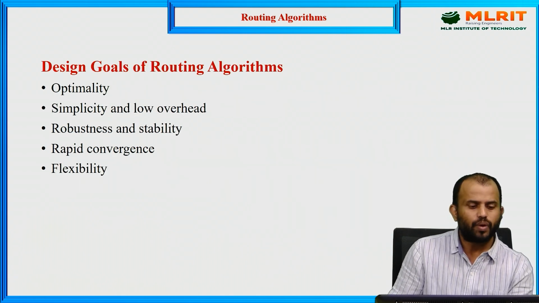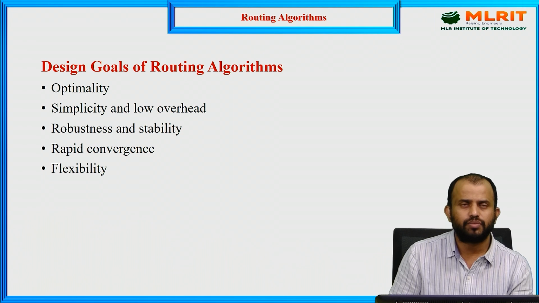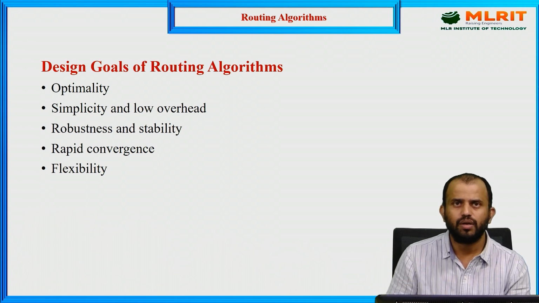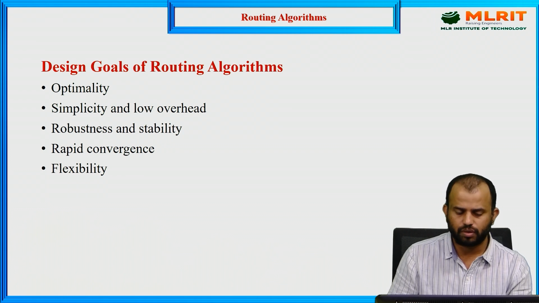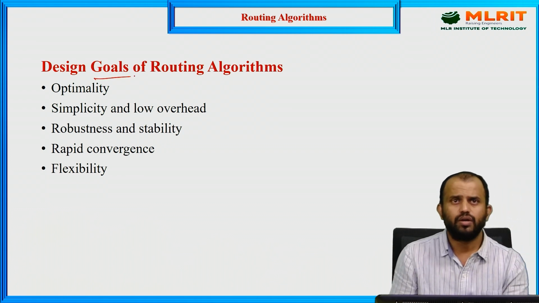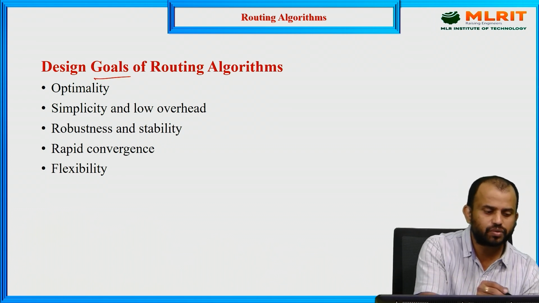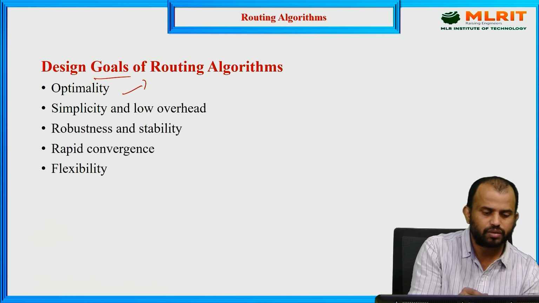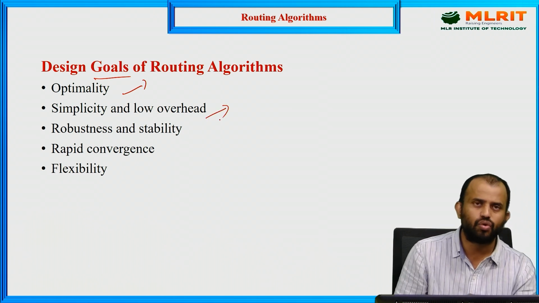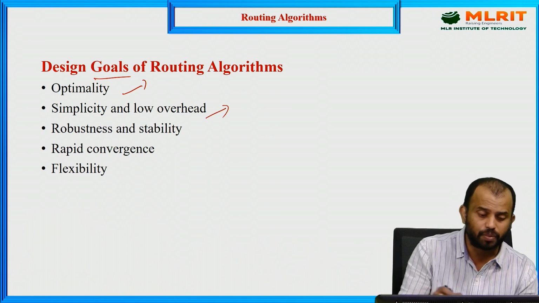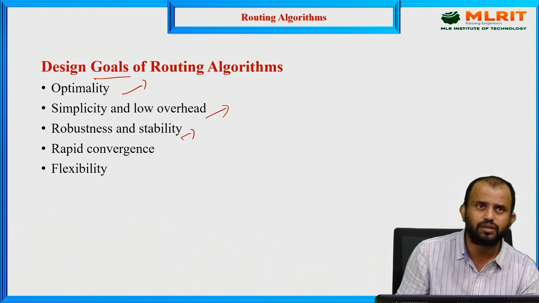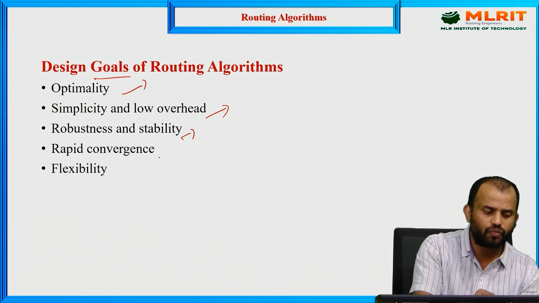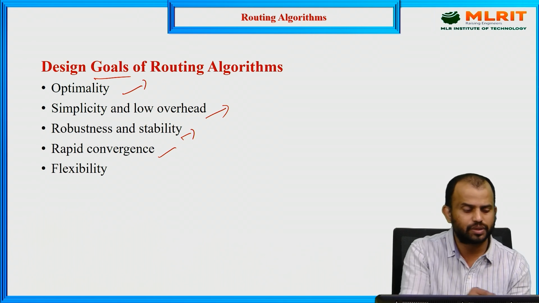So what are the design goals of this routing algorithm? If we design this routing algorithm, what is our main motivation and intention behind these design goals? The first ones are optimality and simplicity, which means low overhead, and stability. We need to maintain scalability, stability, and granularity as well, which means we go for rapid convergence as well as flexibility.